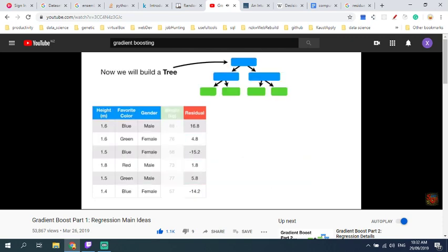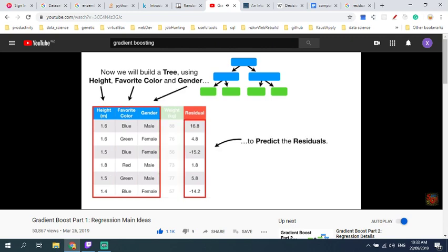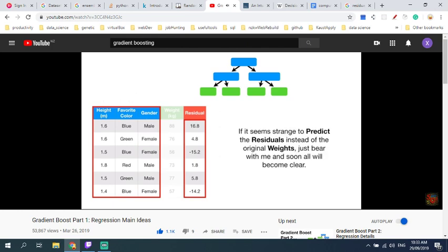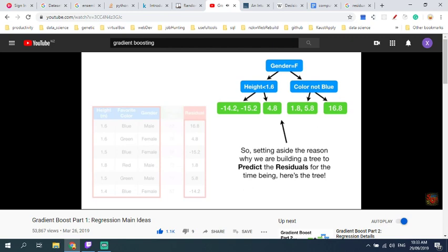Now we will build a tree using height, favorite color, and gender to predict the residuals. If it seems strange to predict the residuals instead of the original weights, just bear with me and soon all will become clear. So, setting aside the reason why we are building a tree to predict the residuals for the time being, here's the tree.